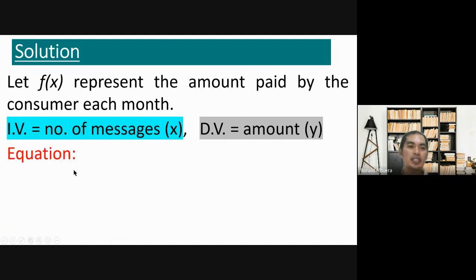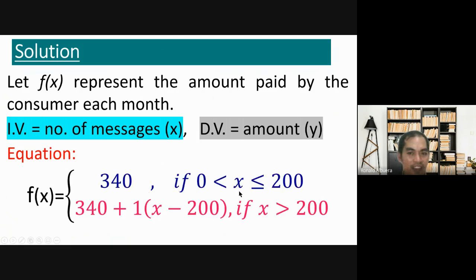And let's proceed to step 2, formulation of the equation. This is the mathematical model. Ang basehan natin yung kulay blue. 340 kung ang x ay less than or equal to 200 but greater than 0. Then yung pula naman, okay, 340, if x is less than or equal to 200 messages but greater than 0 messages. Okay, yung pangalawang sentence sabi, pag lumampas sa 200, may bayad na peso kada message.